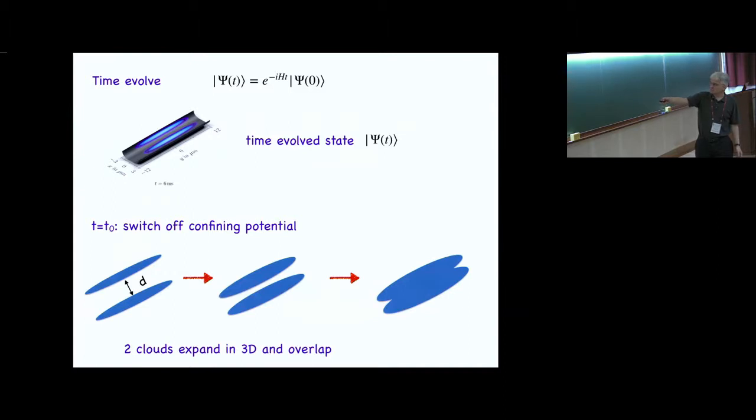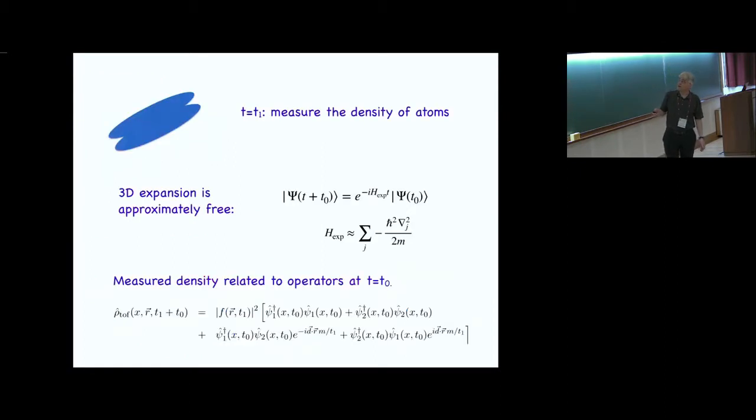So then what starts happening, these rubidium atoms just start expanding in three-dimensional space. So the two clouds here, they expand in three dimensions, and eventually they start overlapping. Okay? And then at some point after your condensates started to overlap, they measure the density of atoms as a function of position. Okay? So now what are the questions then that you want to ask, in order to explain these measurements. Now, this three-dimensional expansion, one can argue or show, is to a very good approximation free. So that basically means after I switch off the trap, the evolution of the state of the system is very simple because it evolves with a free Hamiltonian.